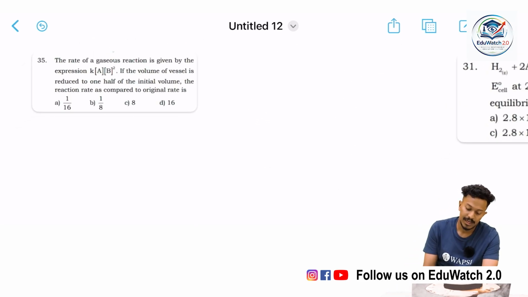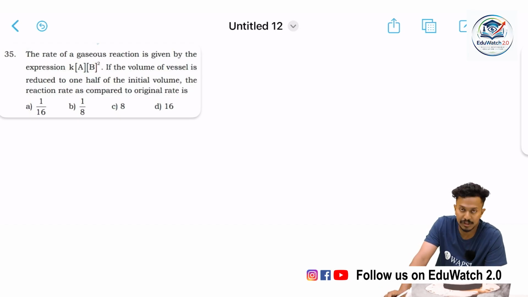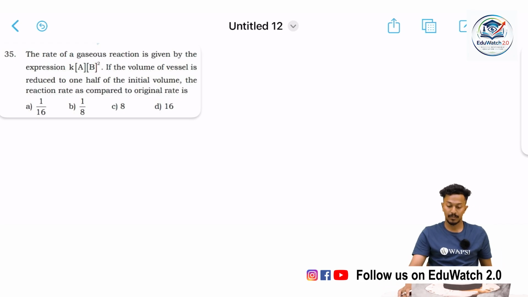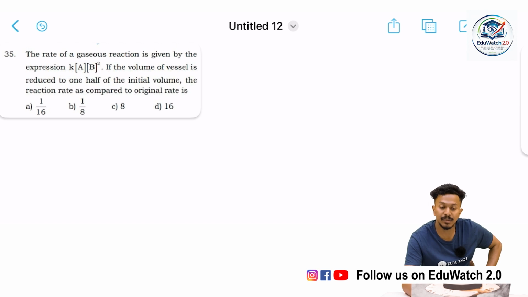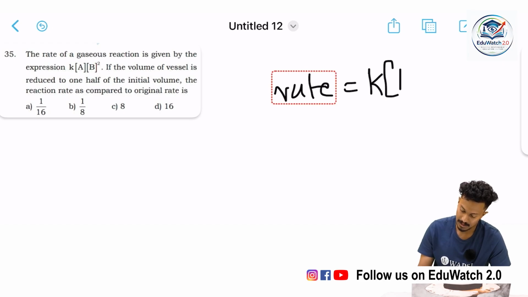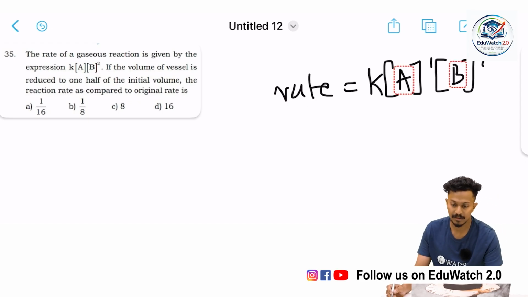The rate of gaseous reactions is given by the expression K, concentration of A into concentration of B raised to 2. If the volume of the vessel is reduced to 1/2 of the initial volume, the reaction rate compared to the original rate is. This is our question. We are given the rate expression of the gaseous reaction, and we have to find the reaction rate compared to the original. So the rate is equal to K A^1 B^2, right? Yes.